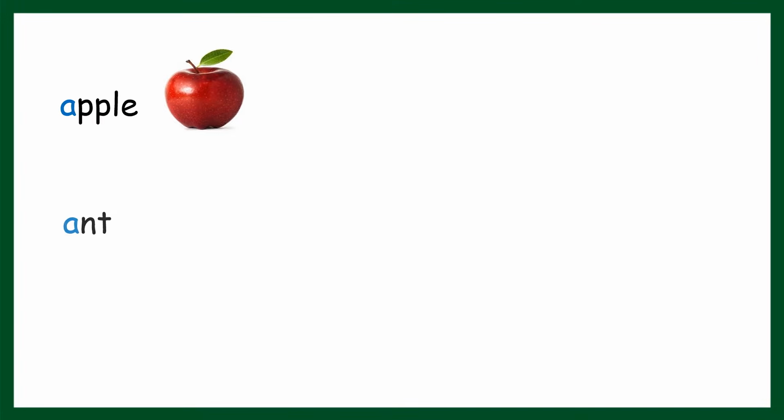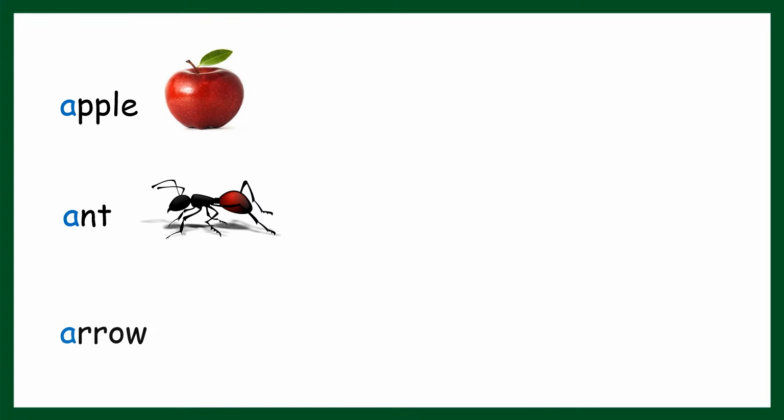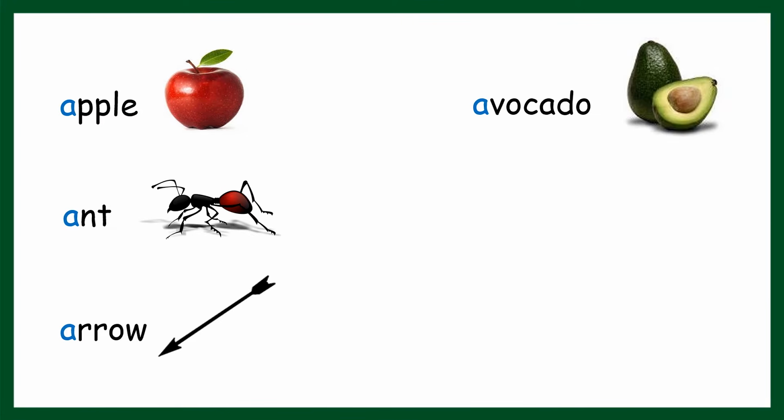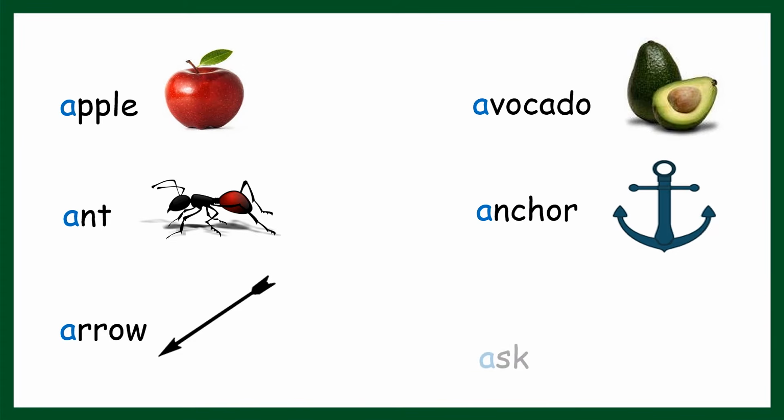Let's read. A. Apple. A. Ant. A. Arrow. A. Avocado. A. Anchor. A. Ask. Now it's your turn.